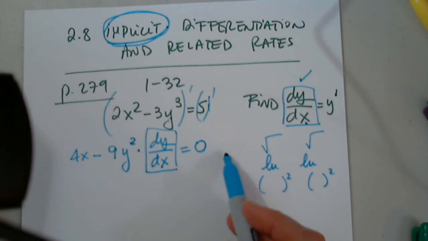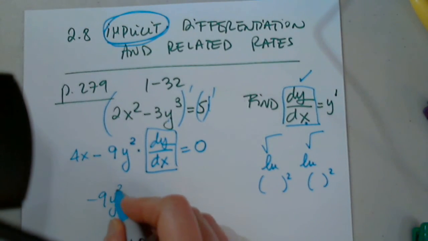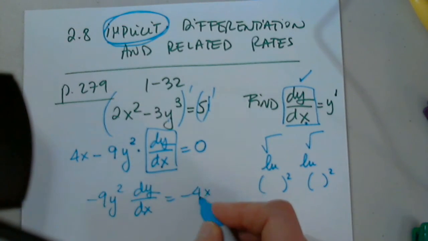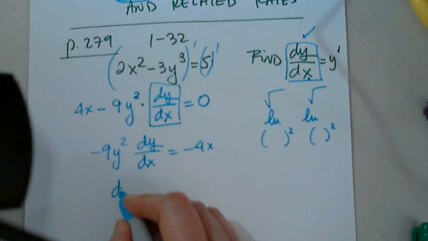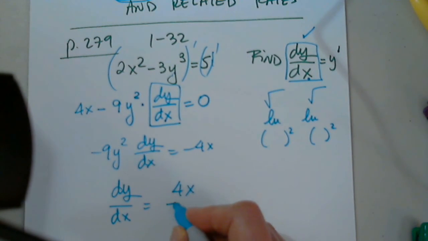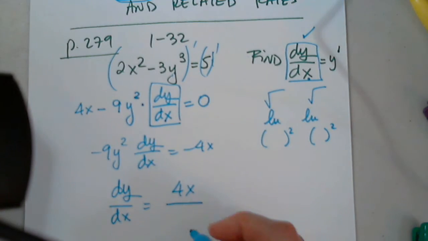I'm solving for this. I will move 4x to the other side. Negative 9y squared dy over dx equals negative 4x, and I'll divide by this. So I found an expression for dy over dx, although I did not even have the equation solved for y.